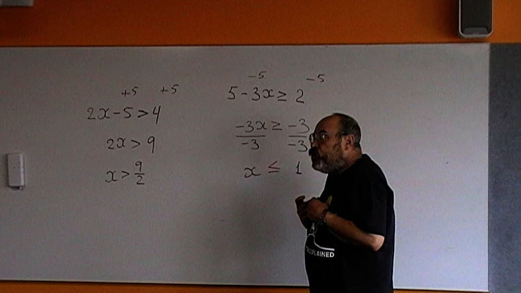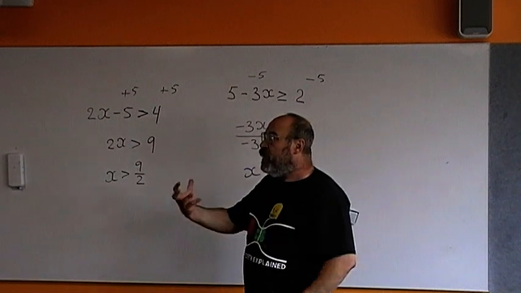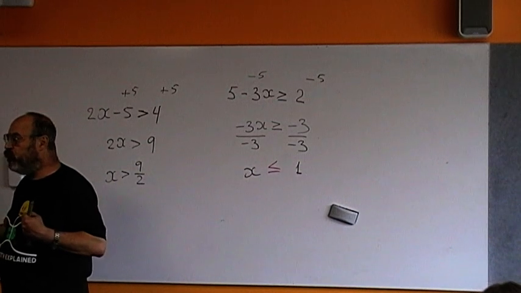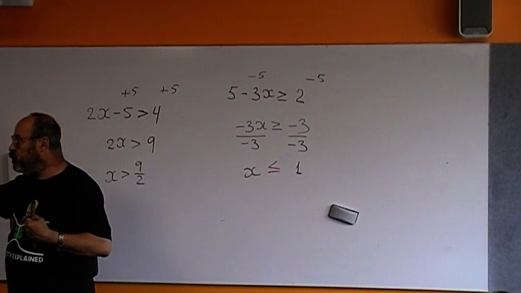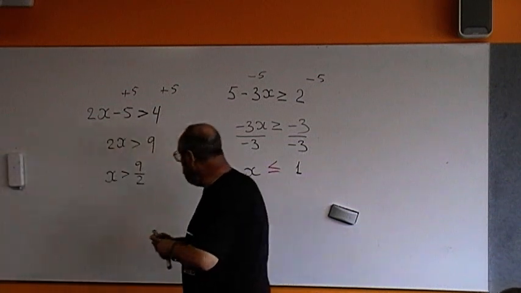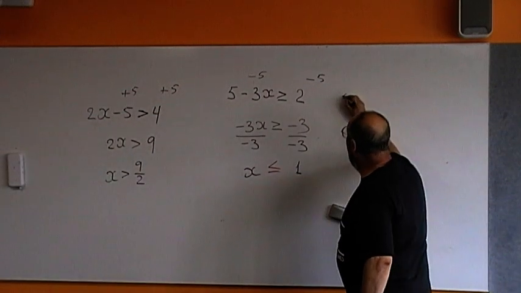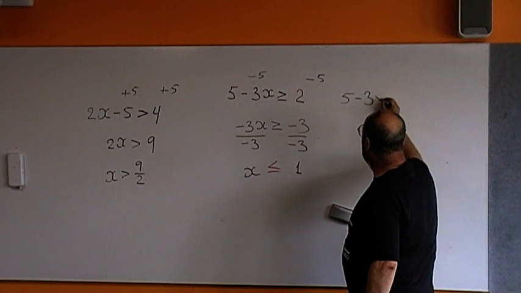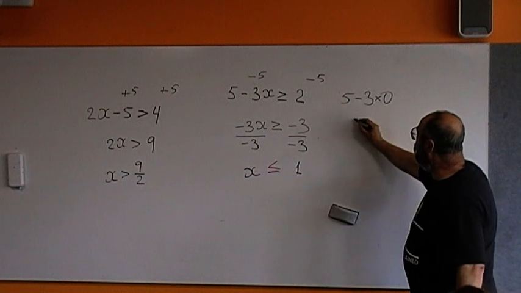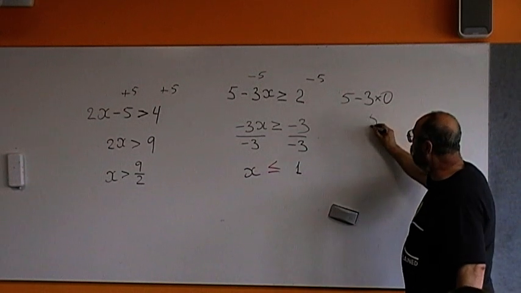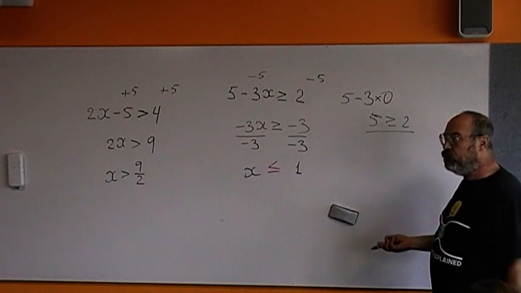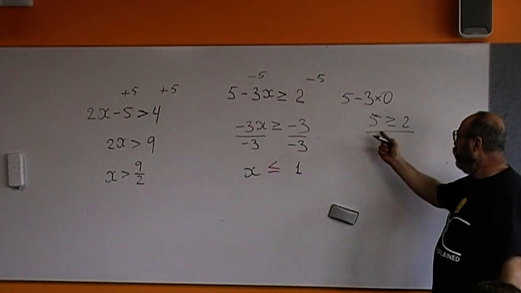How can we check a solution if you solve, for example, an equation? How can you check if you solved correctly? You substitute your solution into the equation and see if it's false or true. So 5 minus 3 times 0. 3 times 0 is 0, so we get 5, greater or equal to 2. Is it true? Yes, it is.